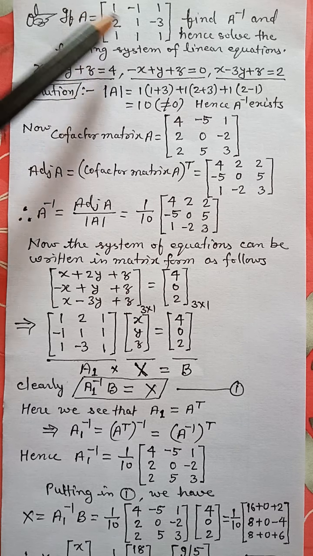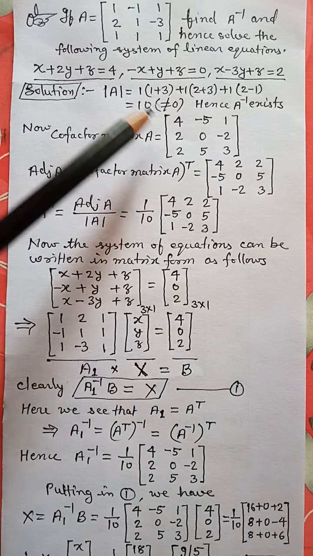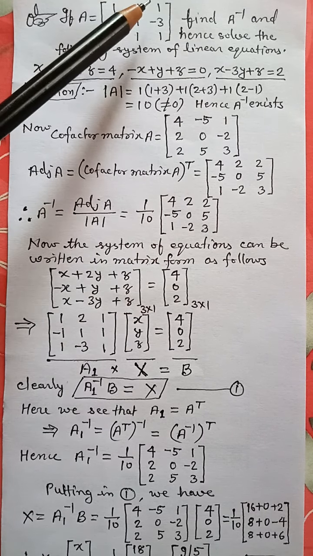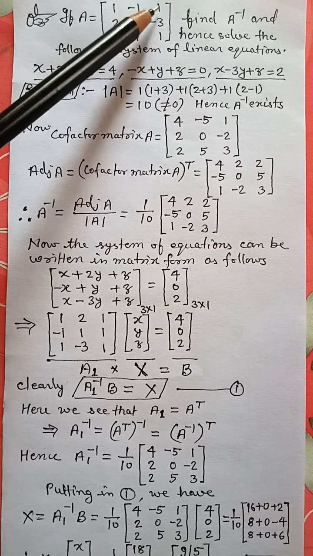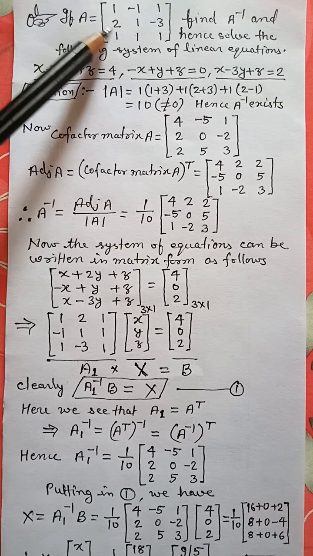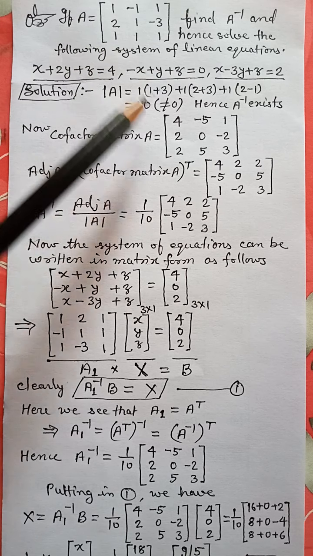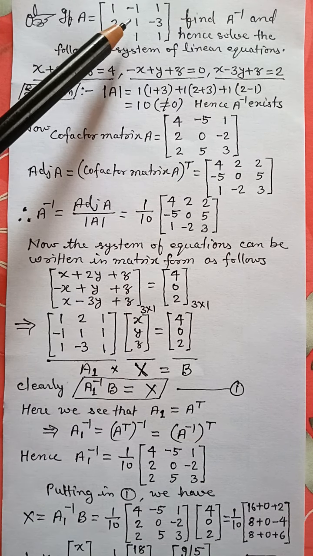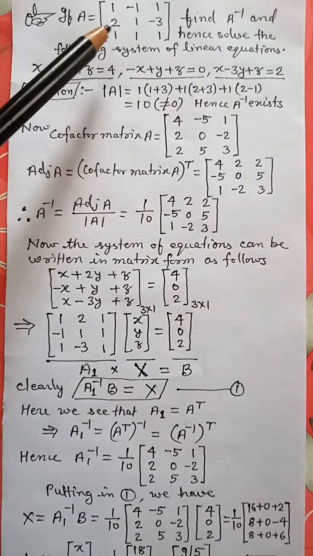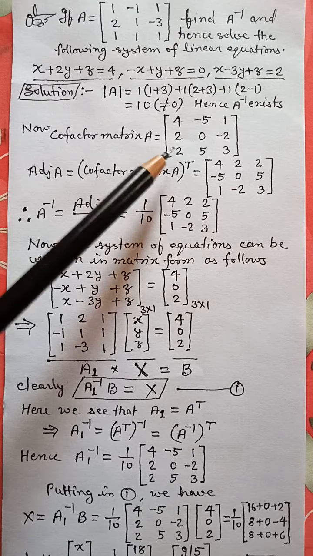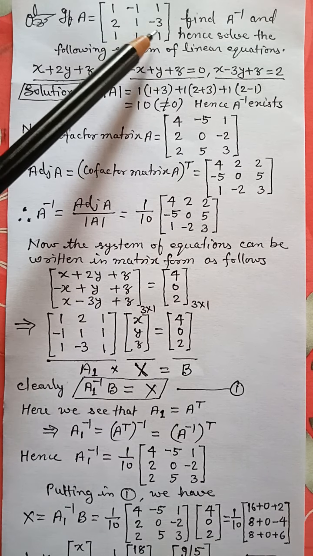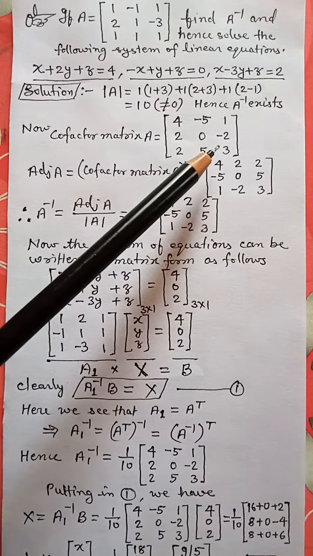Now the cofactor of 1 is 4. Similarly, cofactor of minus 1 is minus 5. Cofactor of the element this 1, that is 1. Cofactor of this position, that is 2, is 2. Cofactor of 1 is 0. Cofactor of minus 3 is minus 2. Cofactor of 1 here is 2. Cofactor of 1 here is 5. Cofactor of this position is 3.